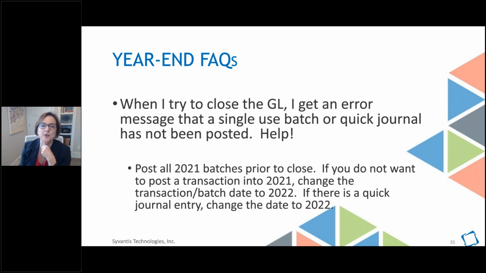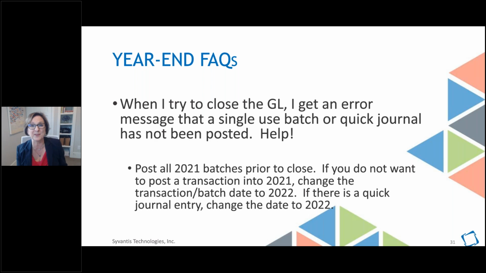So when I try to close the GL, I get an error that says a single-use batch or quick journal has not been posted. It happens all the time, probably 90% of the time, maybe 95. The system is going to close if you ignore the error.